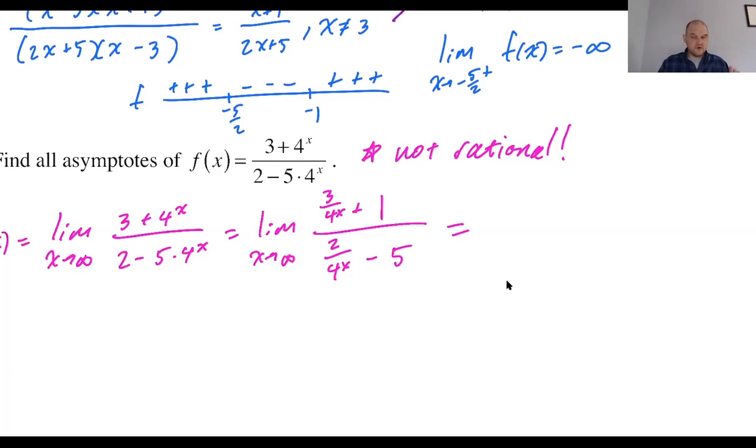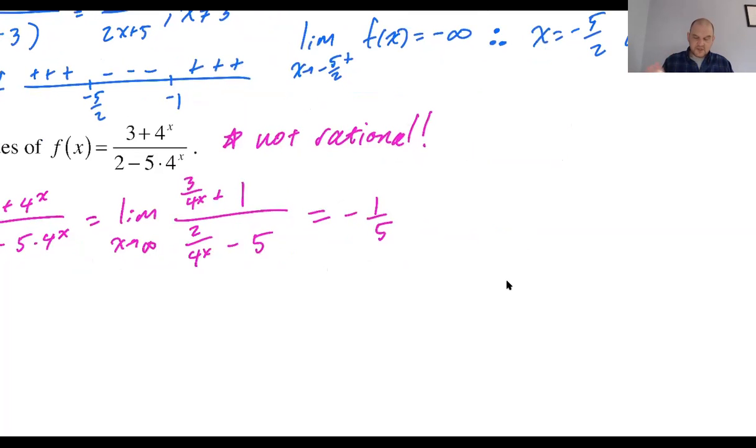Same logic for 2 over 4 to the x. So really, I'm just left with -1/5. So that's the limit to infinity. So that's a horizontal asymptote. Therefore, y equals -1/5 is a horizontal asymptote.